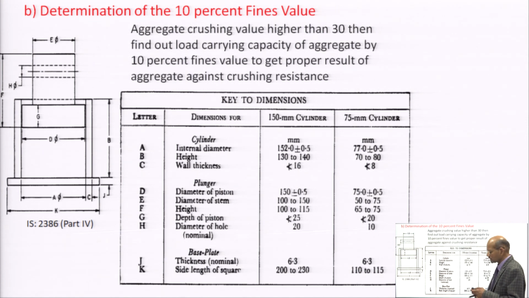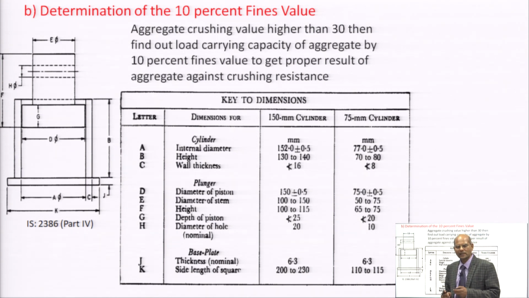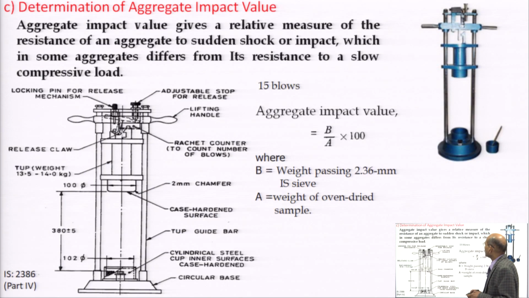If it is more for other purposes, then we have to find their capacity with the help of the 10% fines value, and that is valid for all types of aggregate. And then we have another test, determination of aggregate impact value. So, aggregate impact value is also very important.